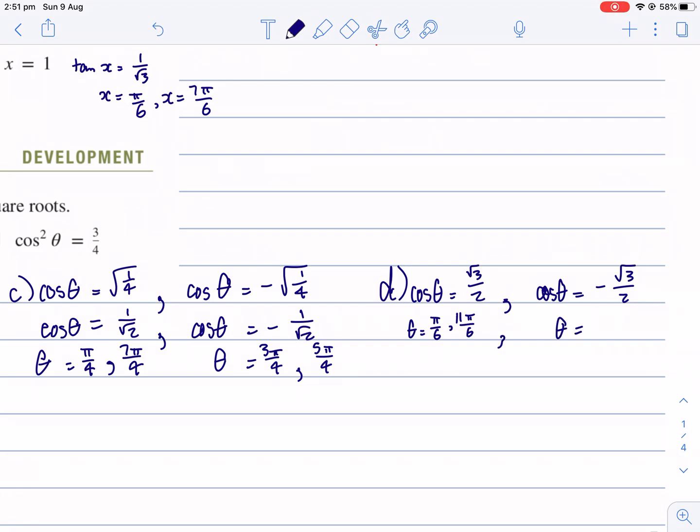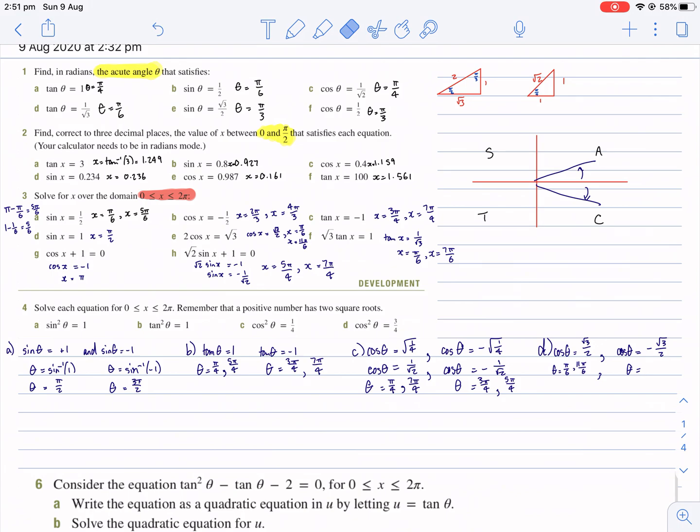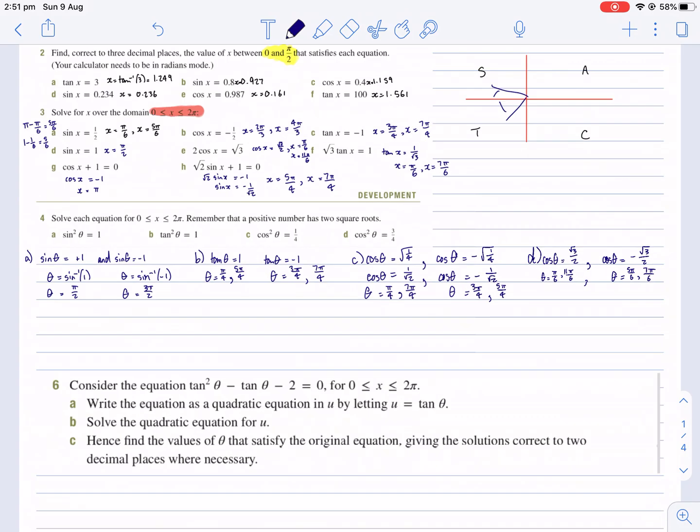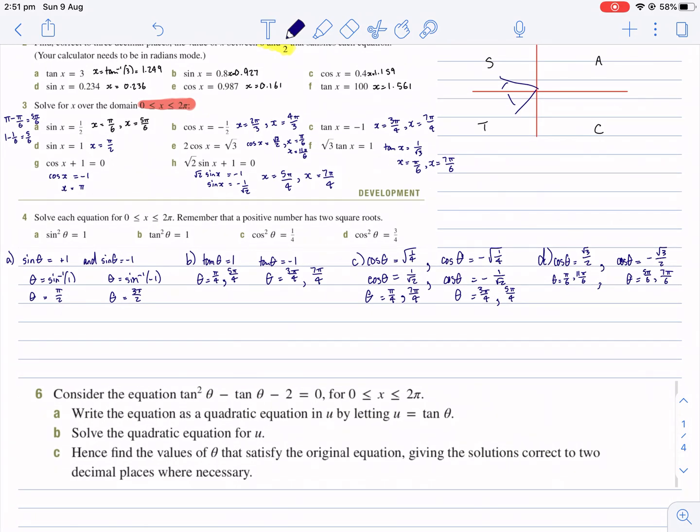Here we've got negative root 3 on 2, so this time we're going to be in the other two, there and there. Pi on 6, so 1 pi take pi on 6, so 1 take 1/6, 5/6, so 5 pi on 6. 1 pi plus pi on 6 will be 7 pi on 6. So they're all the values all the way around that give us those answers.